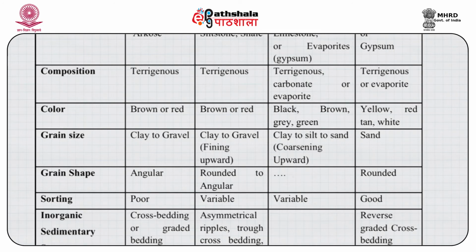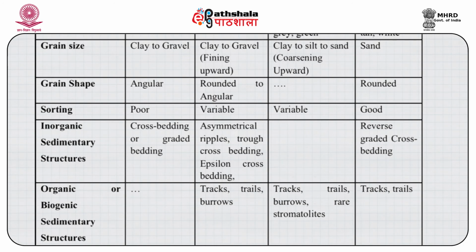Grain size in case of alluvial fan can vary from clay to gravel, but the grain shape should be angular. Sorting is most likely to be poor sorting, and cross bedding, graded bedding, these are the common inorganic sedimentary structures expected to be present in the alluvial fan environment.